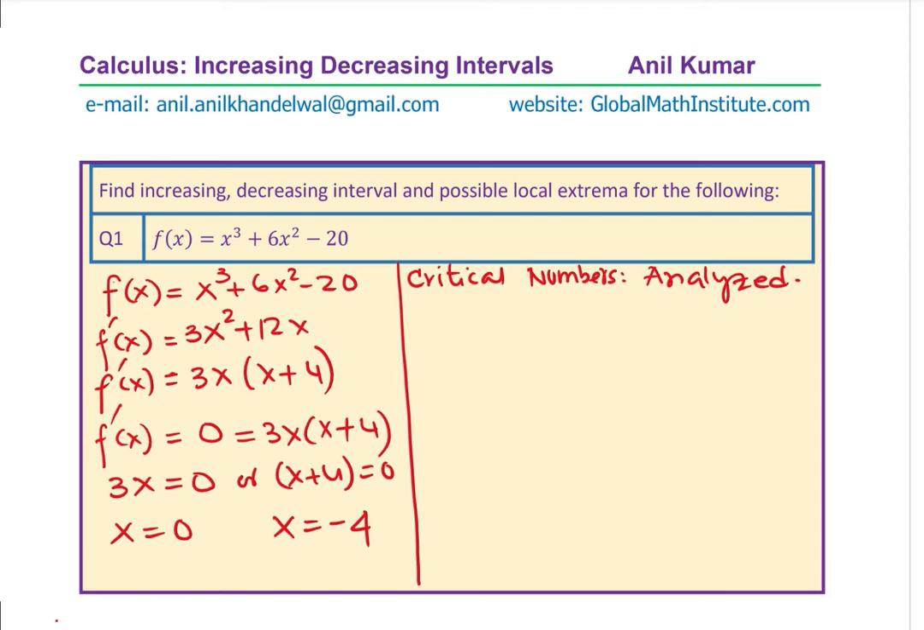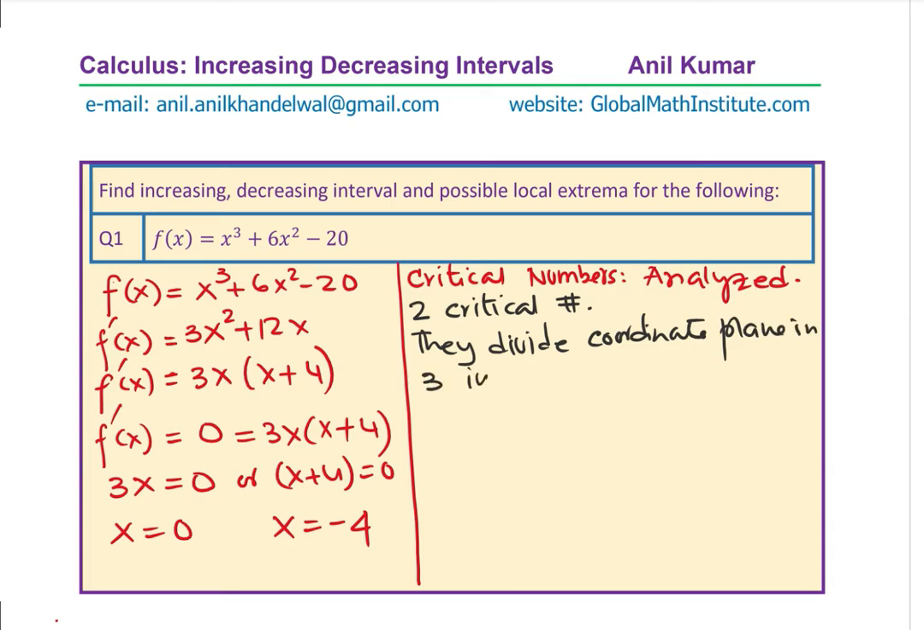So what we see here is that we have two critical numbers. These two numbers divide the plane in three intervals. Plane means coordinate plane, right? We will analyze these three intervals. So let us have a look at it.